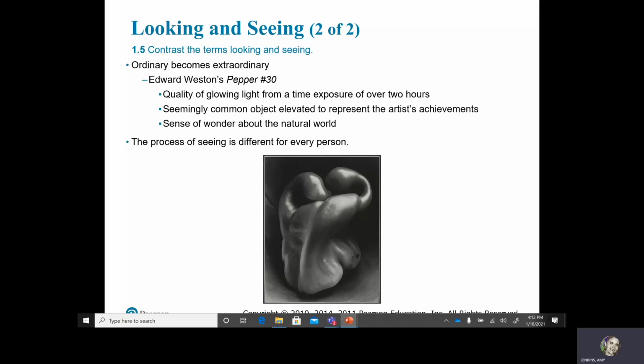Here is Edward Weston's Pepper number 30, where the ordinary becomes extraordinary. This pepper looks like an embracing couple. It has a quality of glowing light from time exposure of over 2 hours. A seemingly common object is elevated to represent the artist's achievements, a sense of wonder about the natural world. The process of seeing is different for every person. So, do you see this as a pepper?